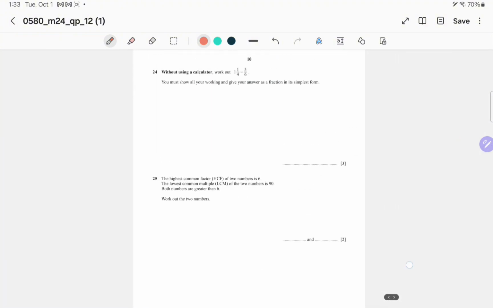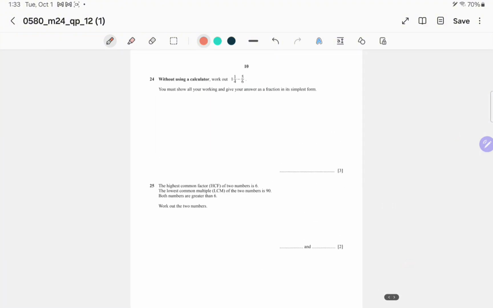Okay, what is the next question here? 24th question. Without using the calculator, you have to work out the answer: 1 by 4 minus 5 by 6. So 4 ones are 4, 4 plus 1 is 5. It's 5 by 4 minus 5 by 6.